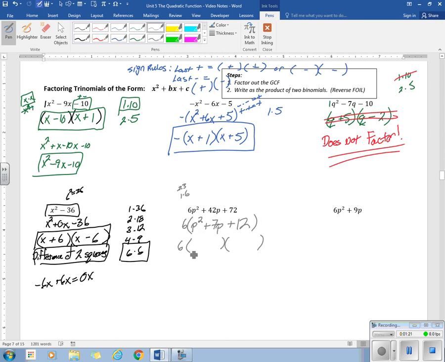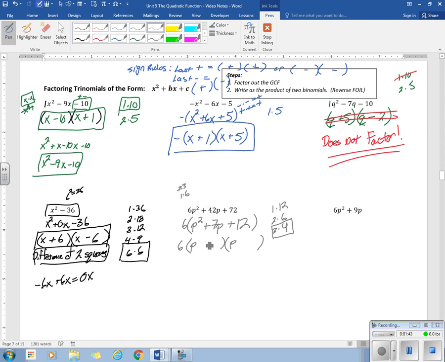p squared plus 7p plus 12. What times what is p squared? Well, it's going to be p times p. Now we need factors of 12, which are 1 and 12, 2 and 6, 3 and 4, and our meet in the middle technique works there. 1, 2, 3, 4, going back up. Now we need things that multiply together to get 12, which we've identified here, but add to get 7. And I see a 3 and a 4 right here that'll do that, as long as the signs work.